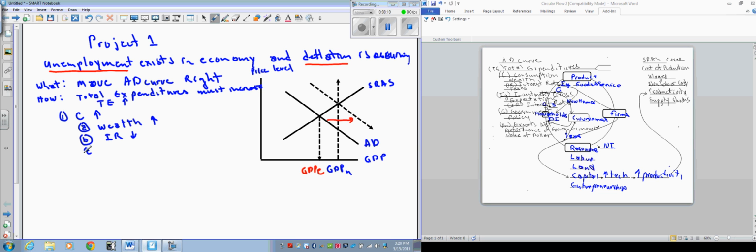And the C part is taxes. And in order for consumption to increase, taxes would have to decrease. Now, this is pretty easy to see why taxes have to decrease when you look at circular flow.